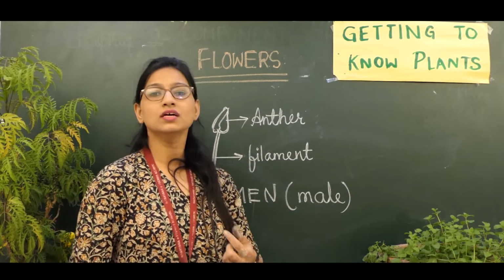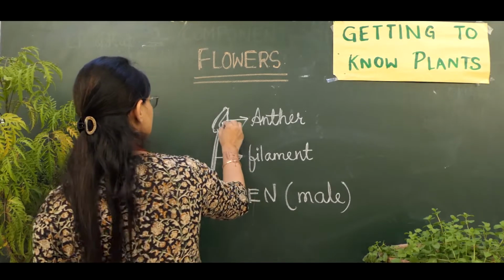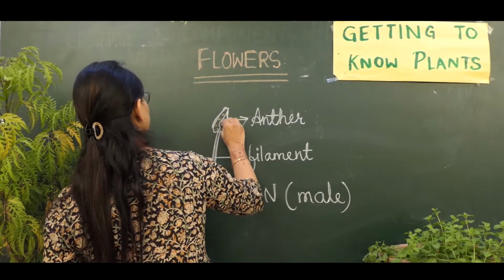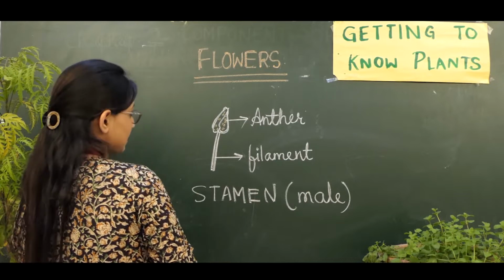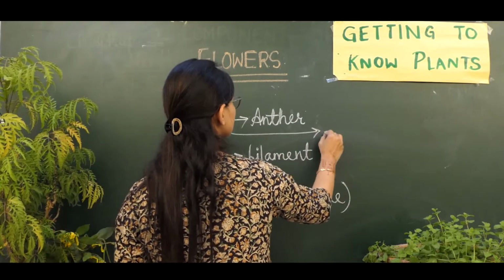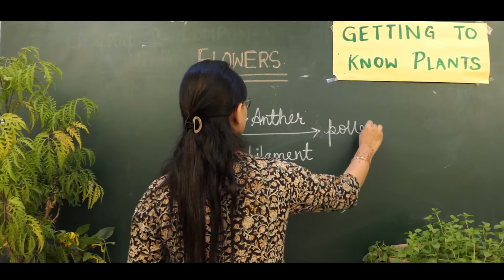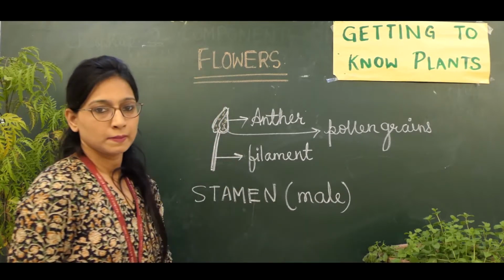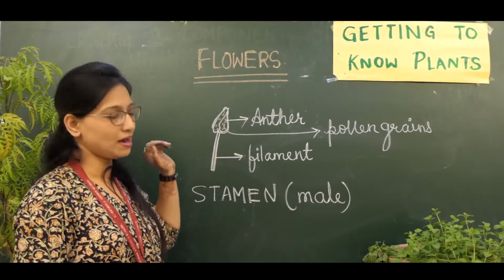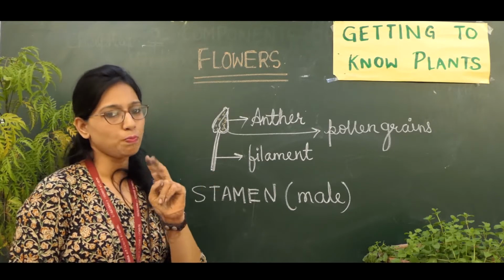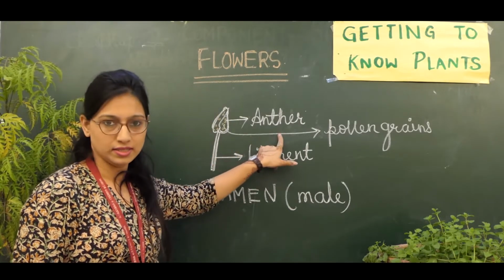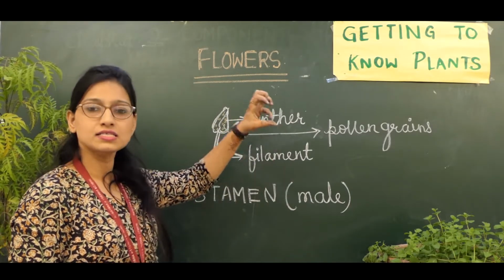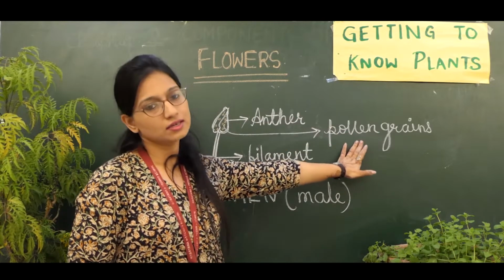Inside the anther, there are pollen grains. Many small pollen grains are filled inside the anther. Okay. So inside the anther, what do you have? You have pollen grains. This is the structure of the male part of the plant, the stamen. Stamen has 2 parts. The head, which is called anther, and a thread-like filament. The anther consists of the pollen grains.